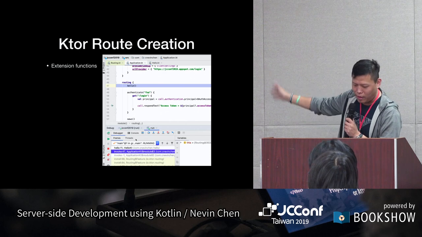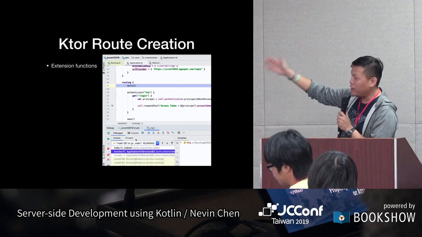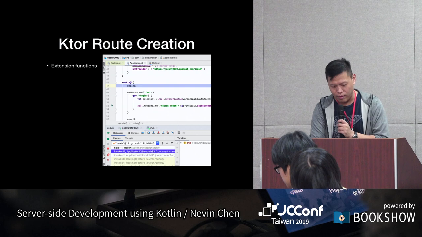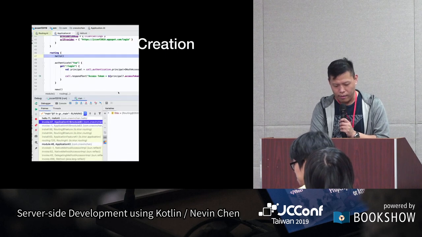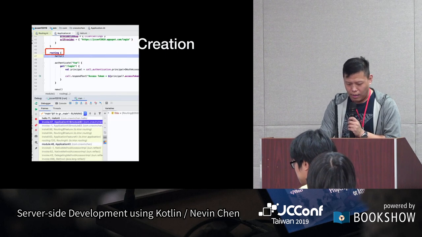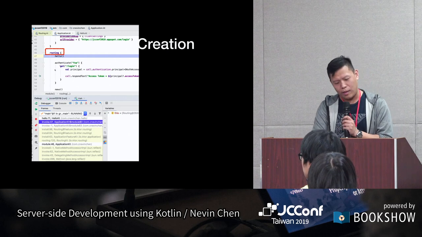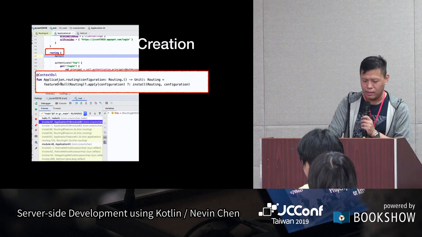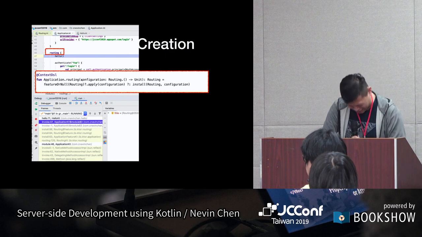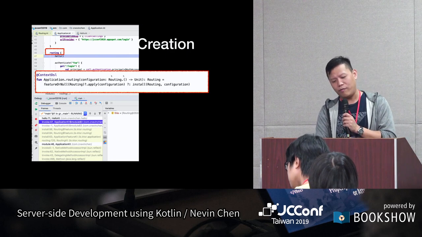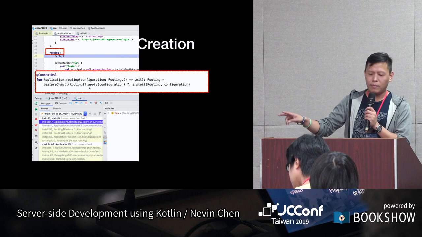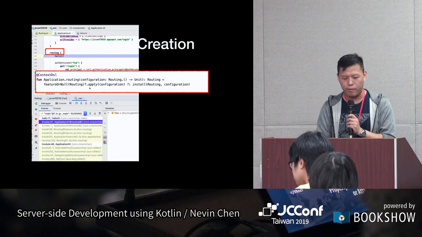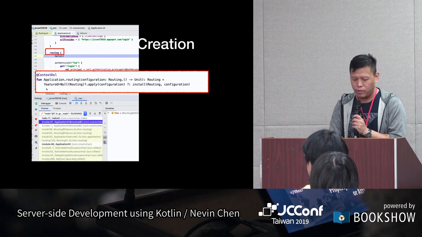So this is the Kotlin route creation. You see, when I say route, routing hello, I'm curious, why is this a magic keyword? It's like a keyword, right? Actually, it's not. Actually, it's an extension function. If the extension function only has a lambda, you can move the lambda out and remove the parenthesis.